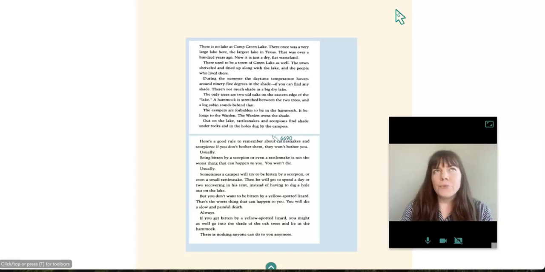Then in our best audiobook voices, we can take it in turns to read through the text together and listen to the sounds of the text, the kind of rhythm, how long or short the sentences are, and what kind of tone is being struck here. We're going to read the text out loud together, and then we will begin to work through our table.